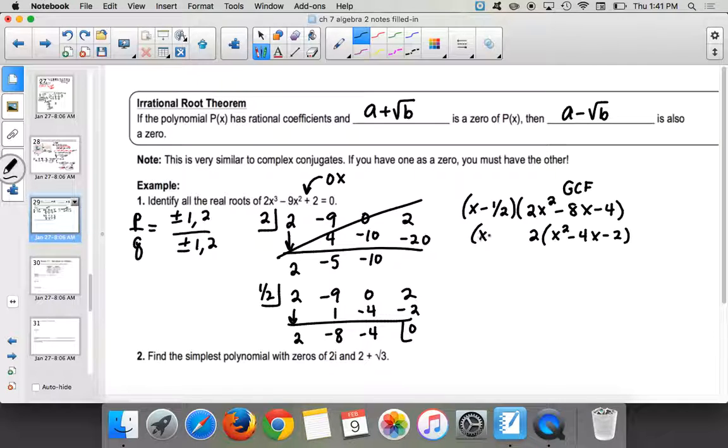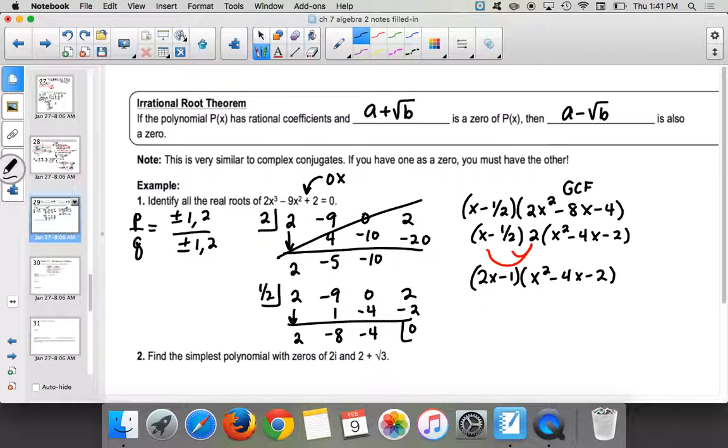So it's really like if you didn't like that x minus 1/2, you could put that 2 in with it. So it'd be 2x minus 1, right? So you could always do that. So 2x minus 1, not that that matters. And then we have x squared minus 4x minus 2.